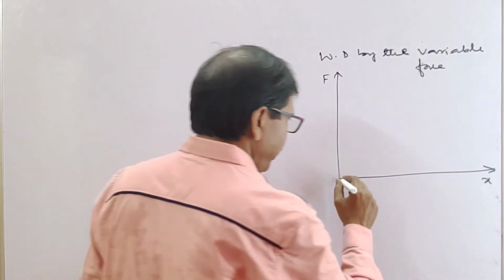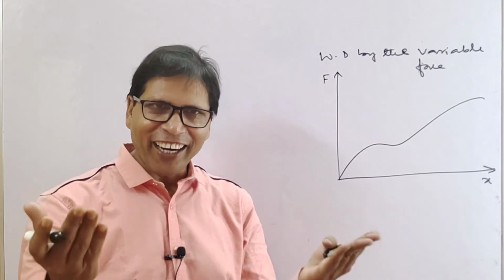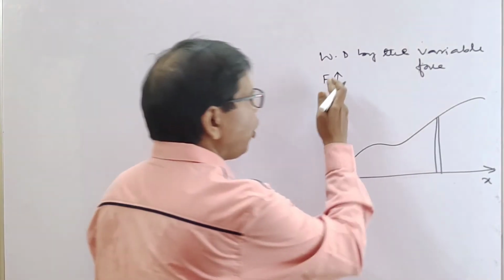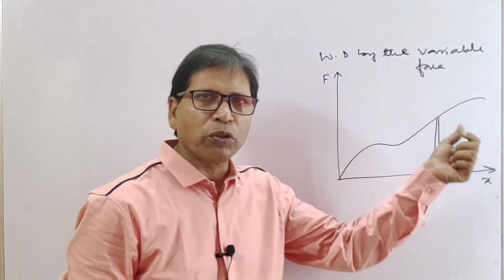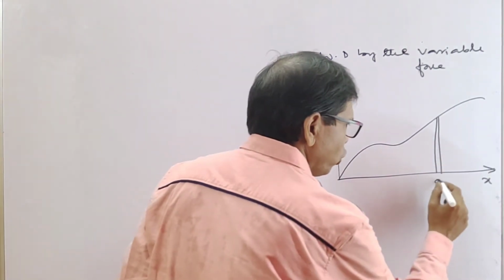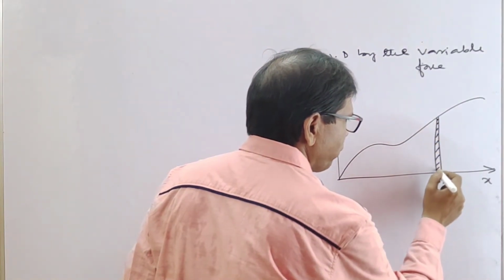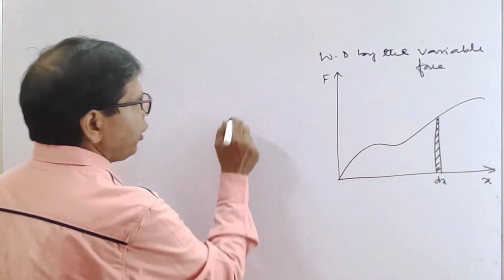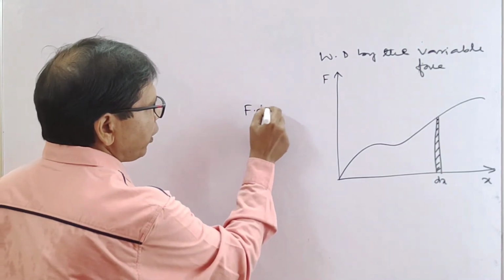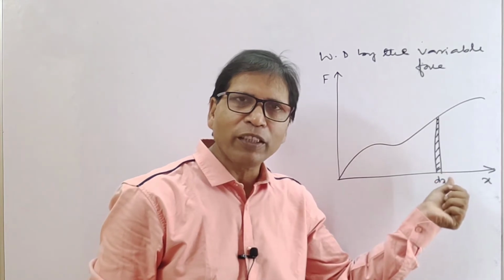Suppose a force is like this. Now we have to calculate work done by these forces. Now for this variable force, for a very small displacement dx taken here, the work done for very small displacement dx is equal to F dx, and this F dx represents the area of the shaded portion.